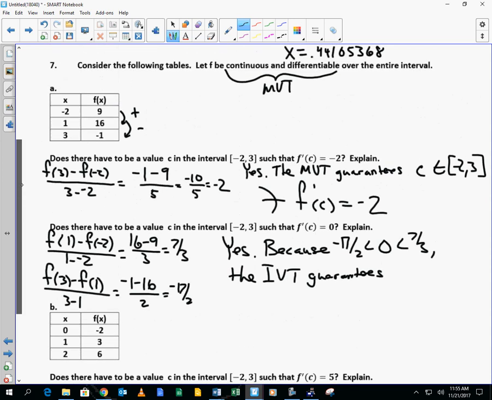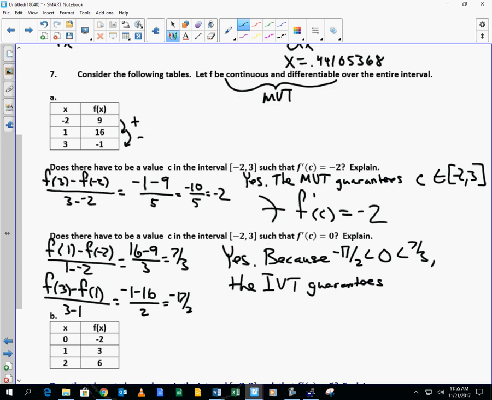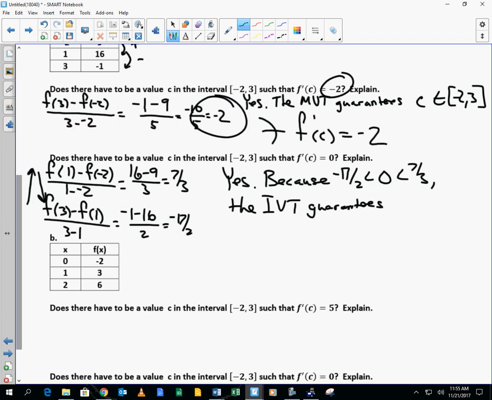So the mean value theorem we can invoke if we come up with the actual rate of change. Does that make sense? We actually came up with negative 2, right? Here we're using multiple intervals to talk about crossing over a value. If you cross over a value, we're crossing over the value of 0. That's where the IVT comes into play. The IVT means we're gonna encounter every value in between those two, right? So the IVT guarantees C in negative 2, 3, such that f prime of C is equal to 0.